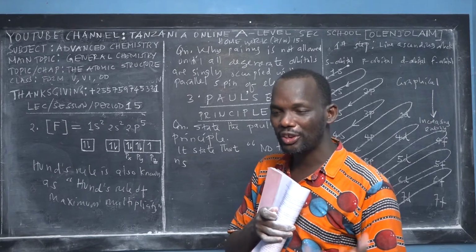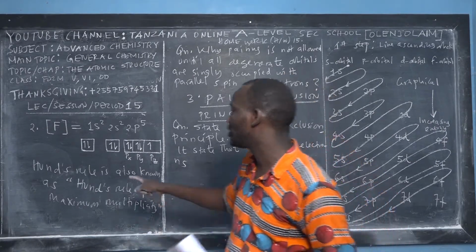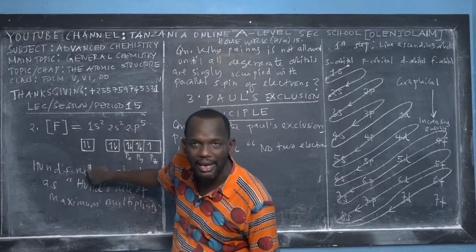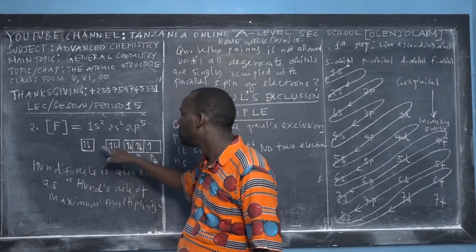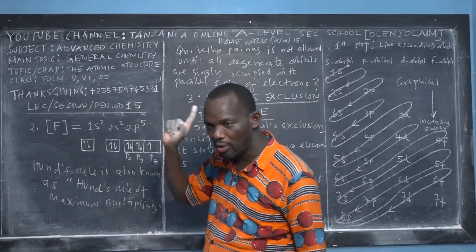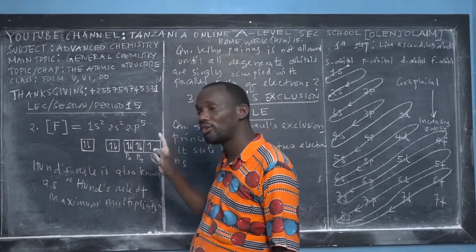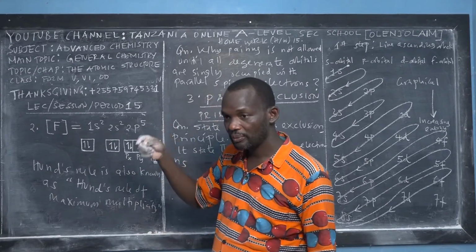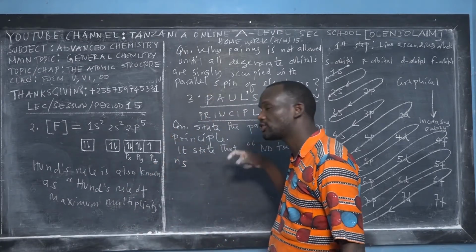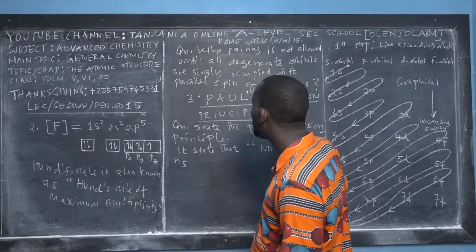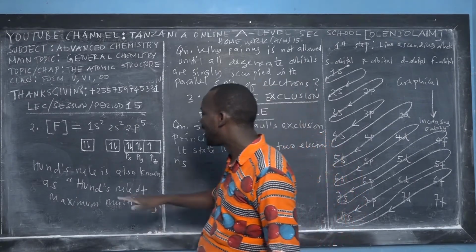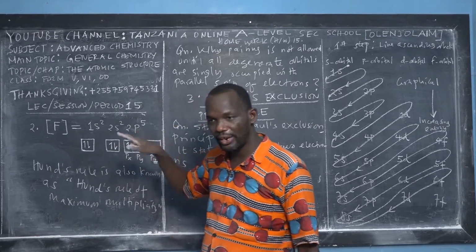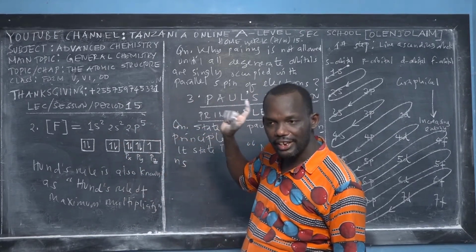It's not possible for two electrons, for example these two electrons, to have all four, the same four quantum numbers. So Pauli's exclusion principle tells us about the relationship between two electrons and the quantum numbers, right?